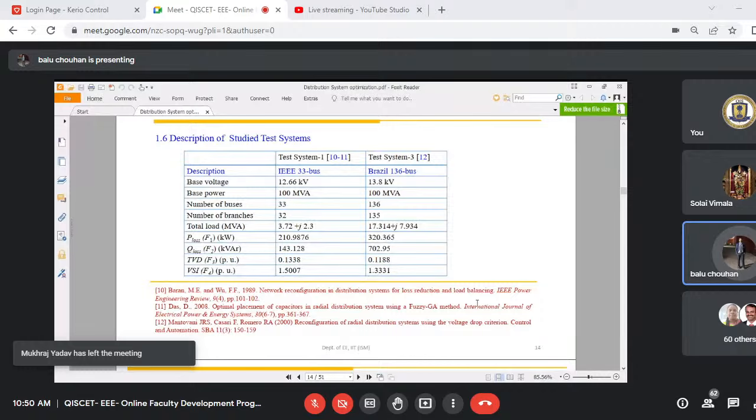The only thing is that we have to feed these particular values to the program that we are developing. So these are the two test systems we have considered to test the different meta-heuristic algorithms, to measure the performance of the system by P loss, Q loss, TVD and VSI. So real power loss, reactive power loss, total voltage deviation and voltage stability index.